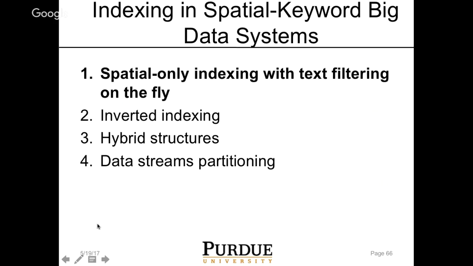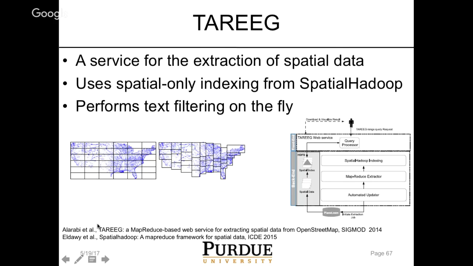So let's begin with the spatial-only indexing. There is a service called Tareeq. Tareeq is a service for the extraction of spatial data from OpenStreetMap. This service uses spatial-only indexes on top of SpatialHadoop. SpatialHadoop is a spatial-only system that extends the Hadoop general purpose big data system with spatial indexes that are either grid or R-tree based. To find, let's say, roads or lakes or other types of objects from the OpenStreetMap data in a specific region, a query with the spatial properties is first submitted to SpatialHadoop, and then textual filtering is performed on the fly.